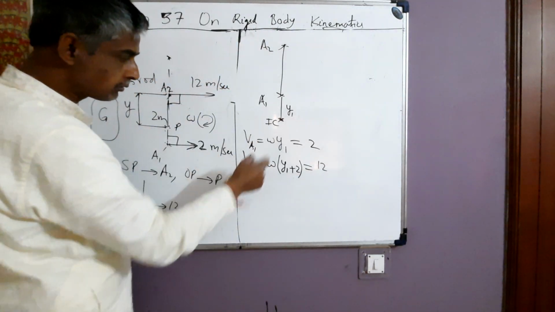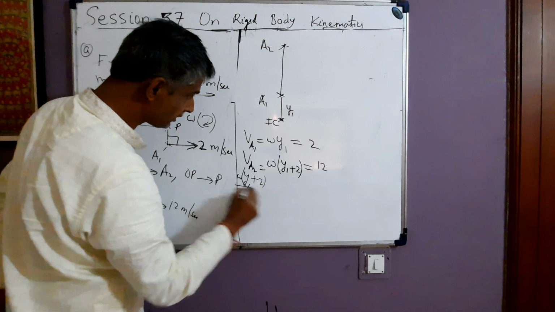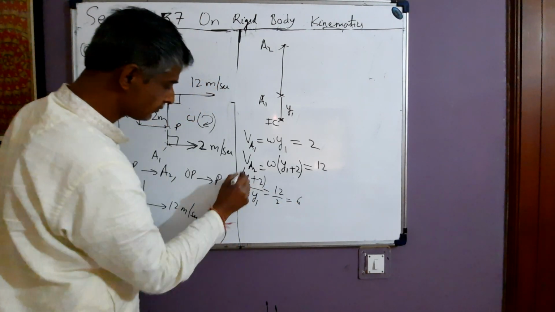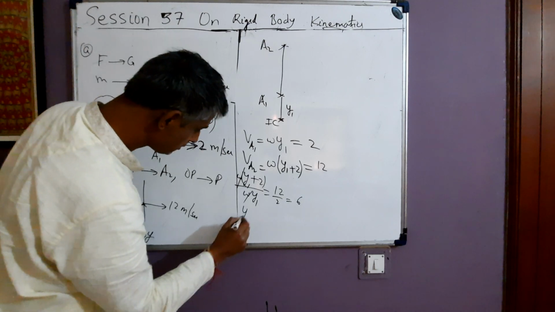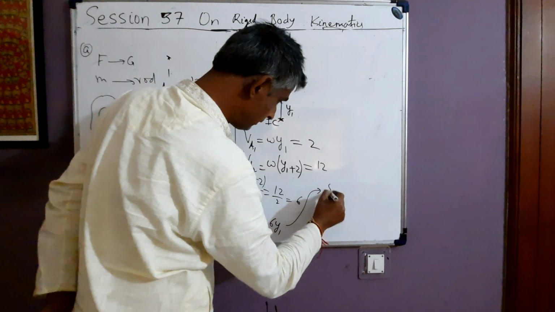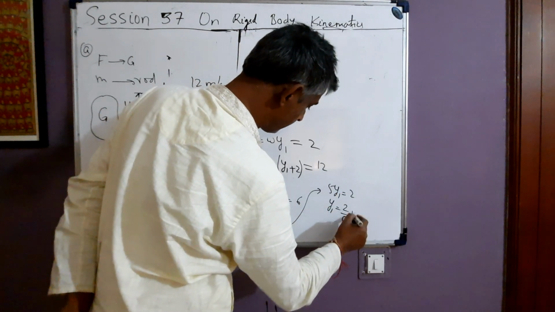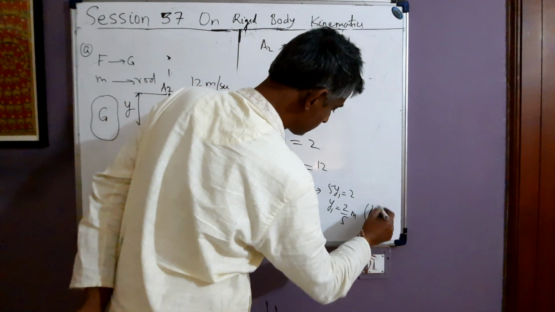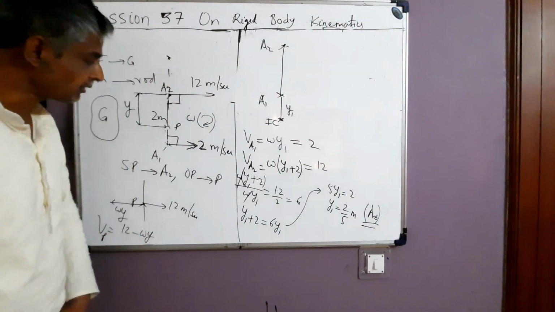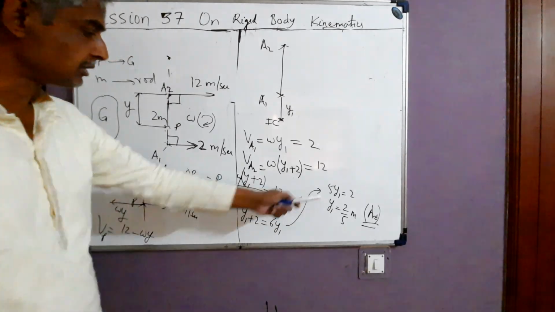Now if you divide these two equations, omega goes away. Omega into y1 plus 2 by omega y1 becomes 12 by 2, which is 6. Omega cancels out. y1 plus 2 becomes 6y1. So 5y1 equals 2 meter. So y1 is equal to 2 by 5 meter. This is therefore the required answer. So IC is at a distance of 2 by 5 meters below point A1. This was one method.